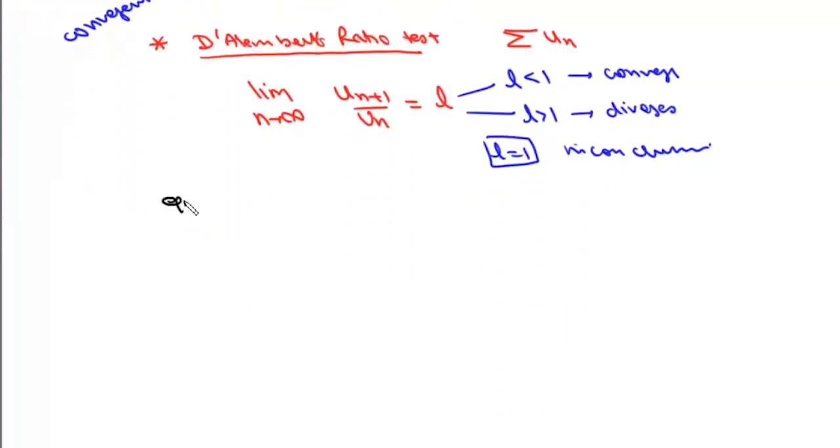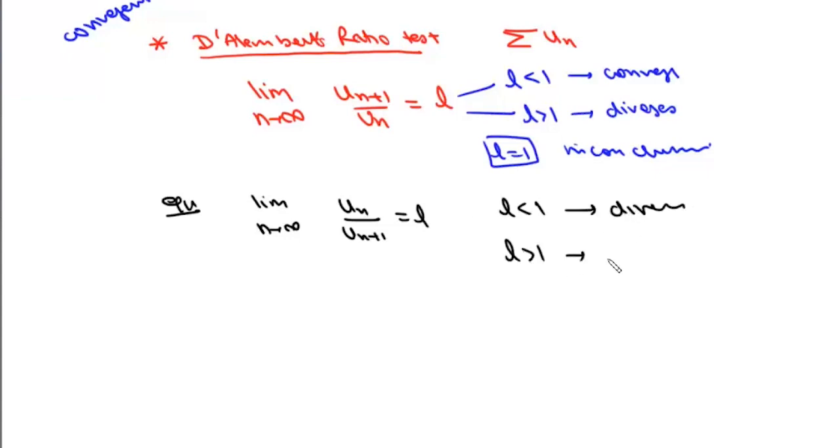Now another equivalent form for this D'Alembert's ratio test is this limit, n tends to infinity, un upon un plus 1, and it is equal to L. So basically it's the same, it's just that we have taken the reciprocal of the limit. Now in this case, if L is less than 1, then the series diverges. If L is greater than 1, then it converges. And again, if L is equal to 1, the test is inconclusive.